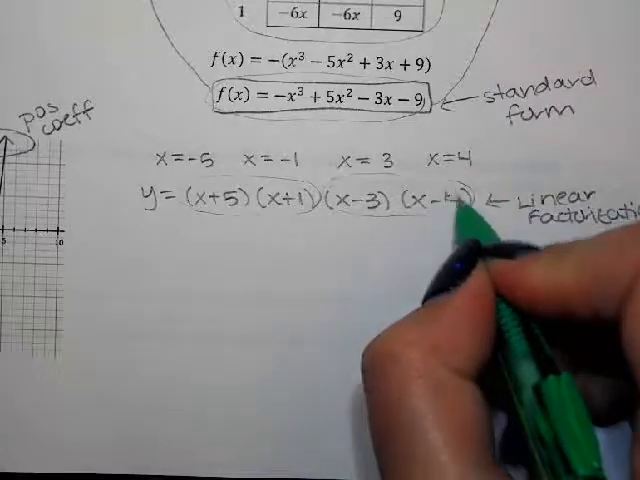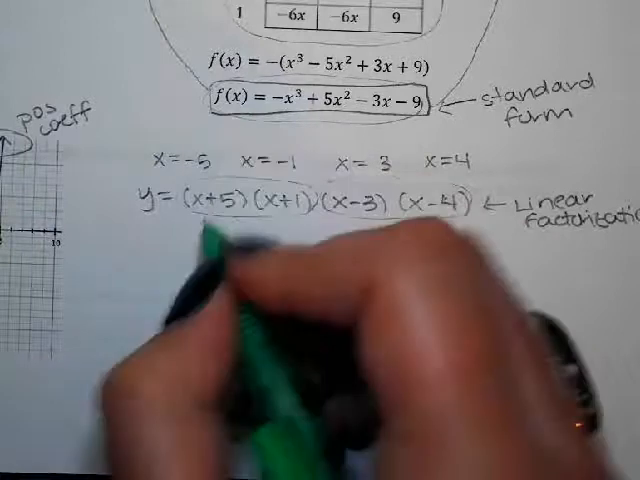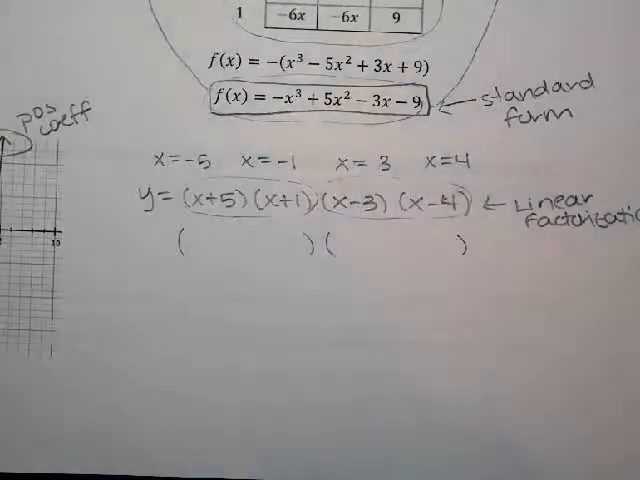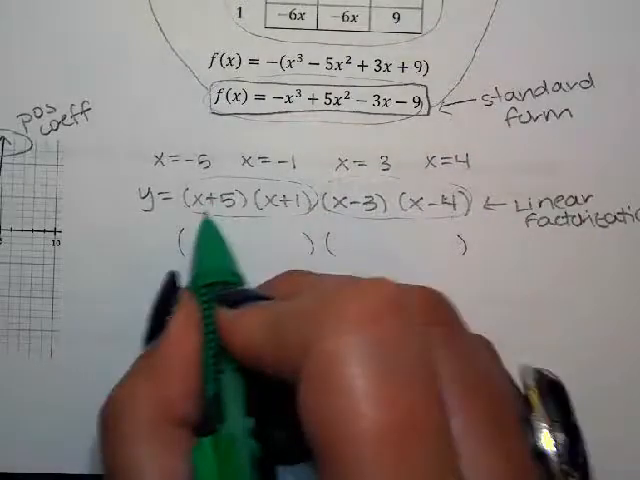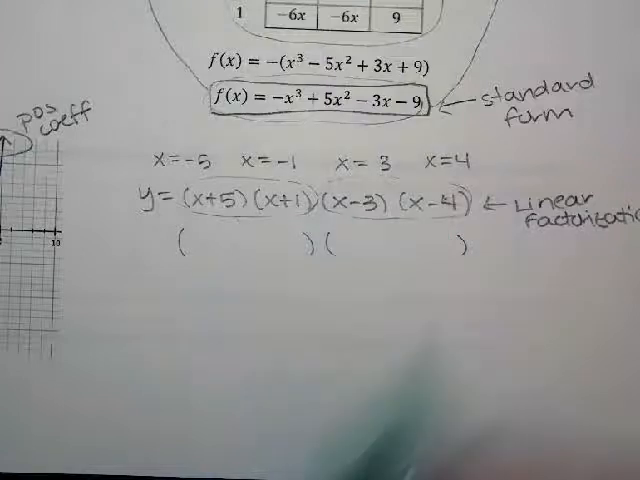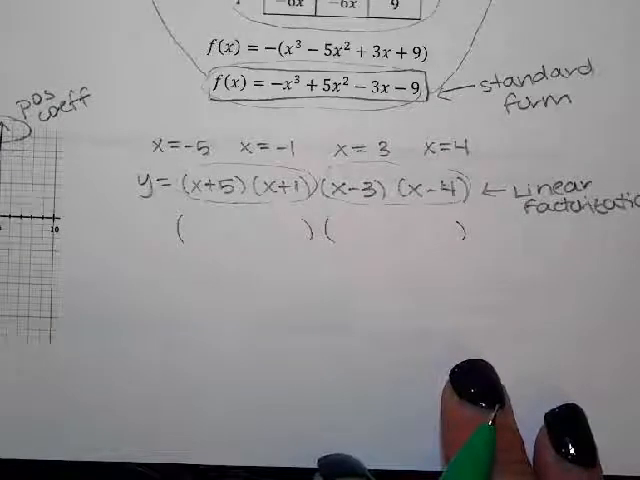Okay, so go ahead and take a moment and FOIL these out and see what you get, and FOIL these out and see what you get. So x plus 5 times x plus 1, FOIL it out. x minus 3, x minus 4, FOIL it out.